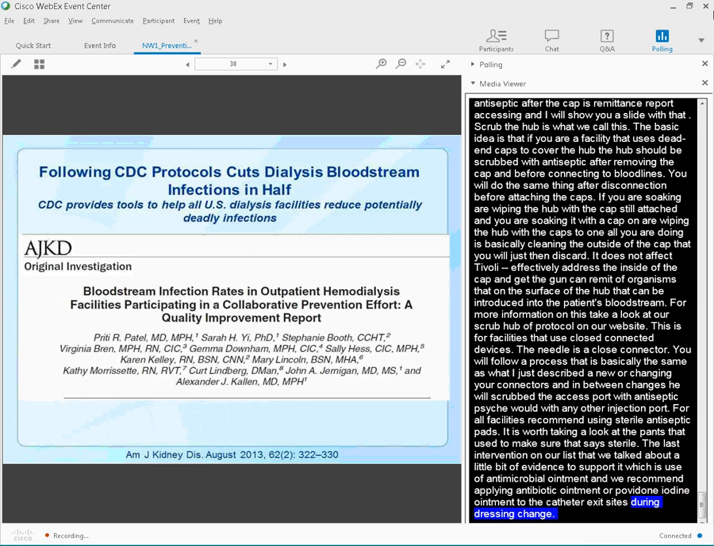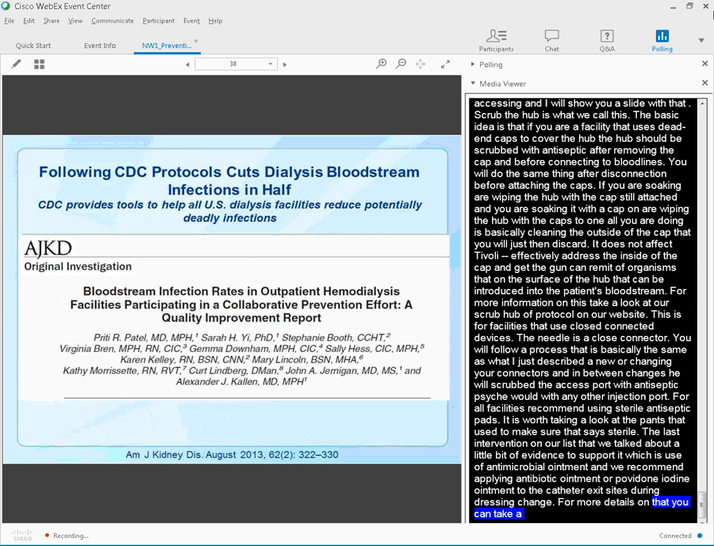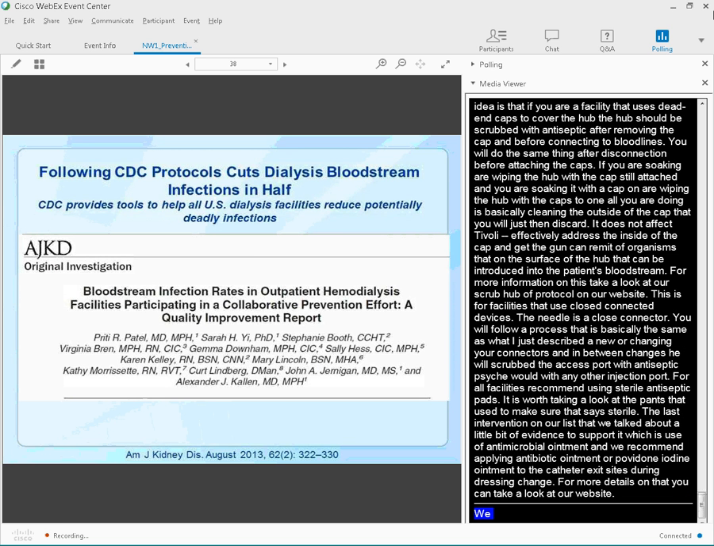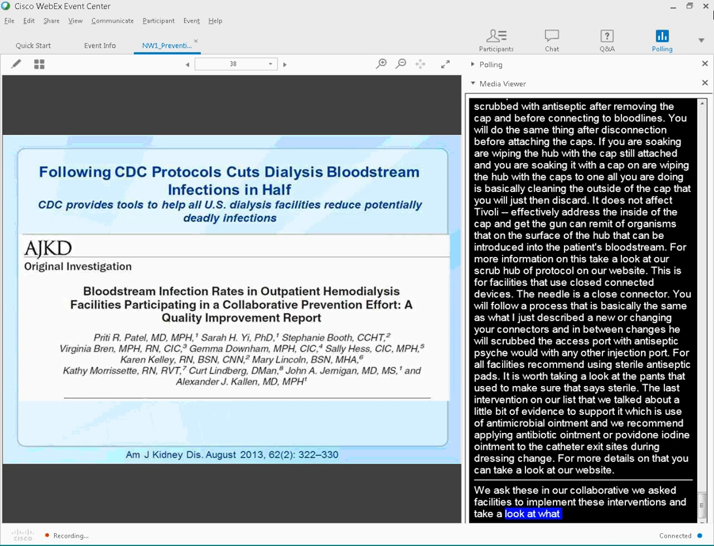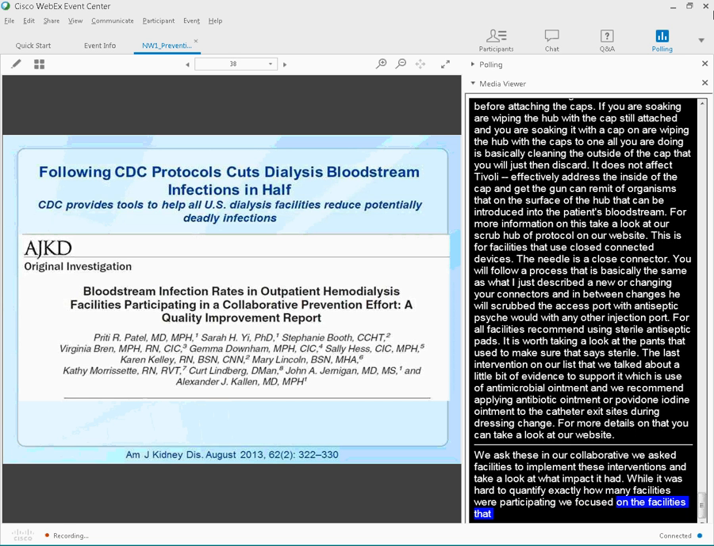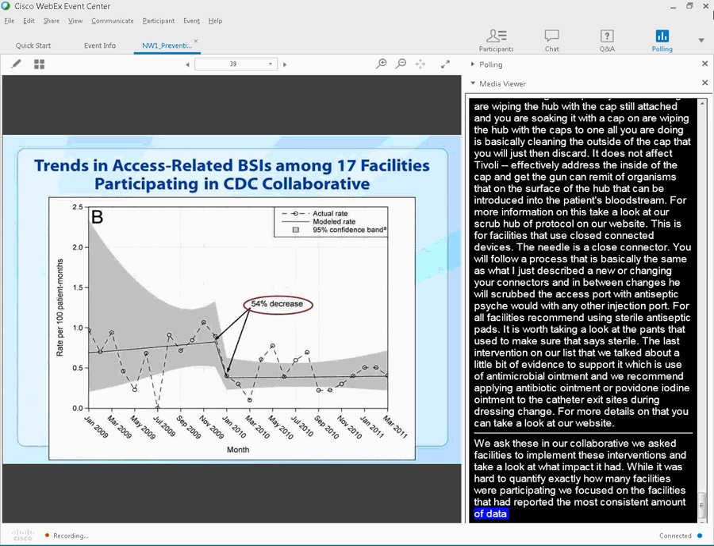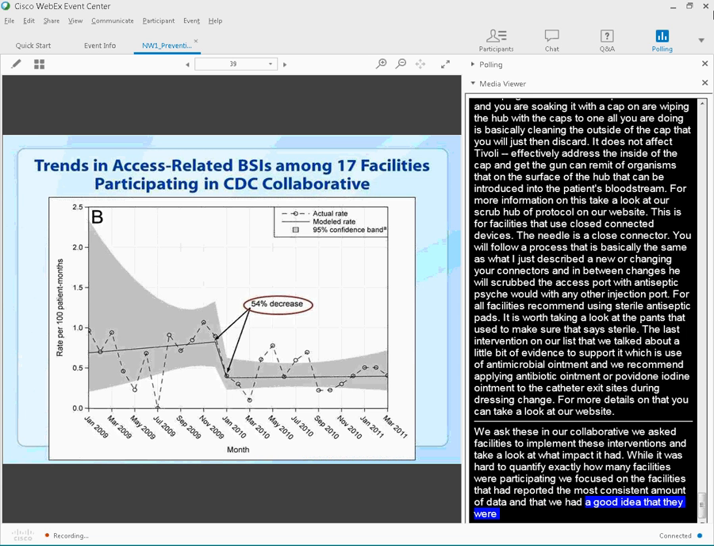So we asked facilities in our collaborative to implement these interventions, and we took a look at what impact it had. And while it was hard to quantify exactly how many facilities were part of this collaborative and who was participating, we focused on those facilities that had reported the most consistent amount of data and for whom we had a good idea that they were actually participating in this collaborative. So we reported out results from 17 facilities, again, that had consistently reported data throughout this time period.